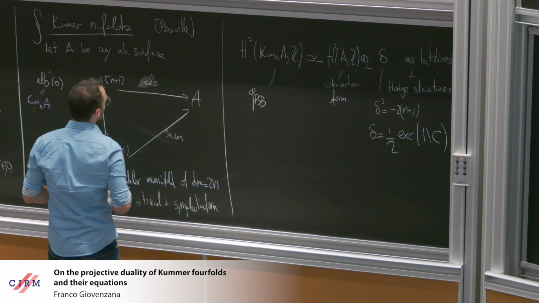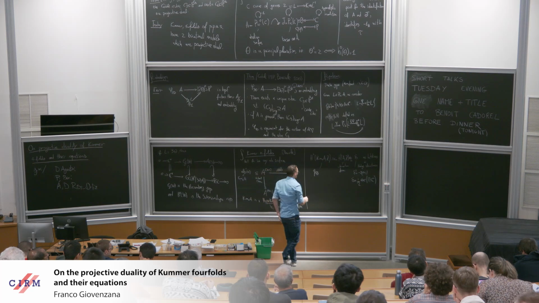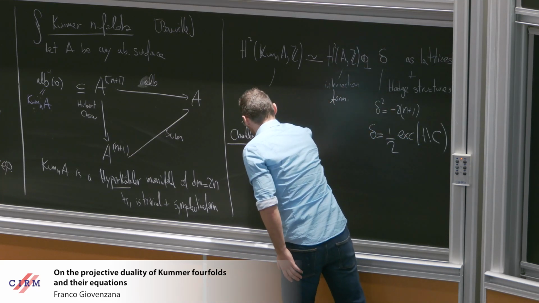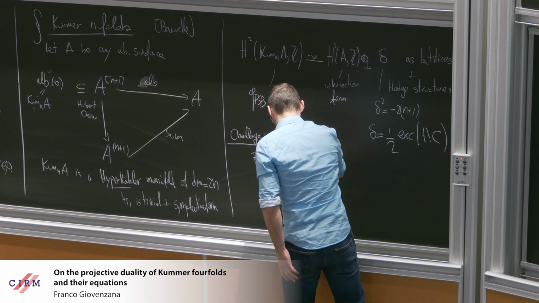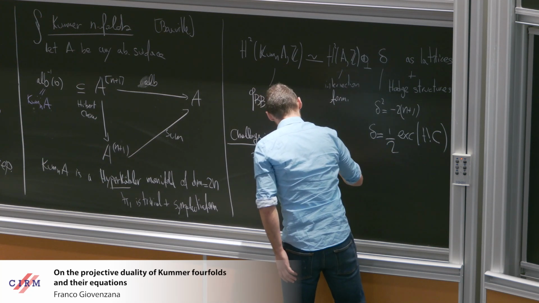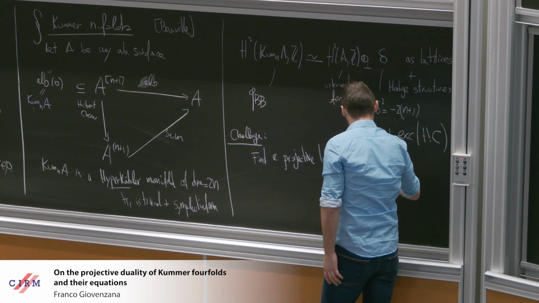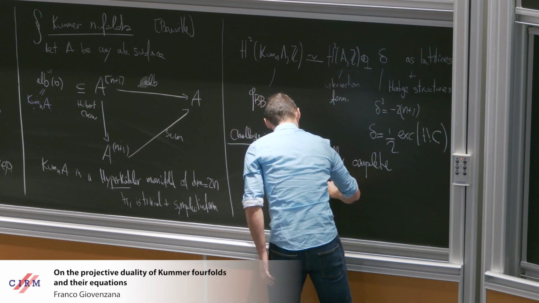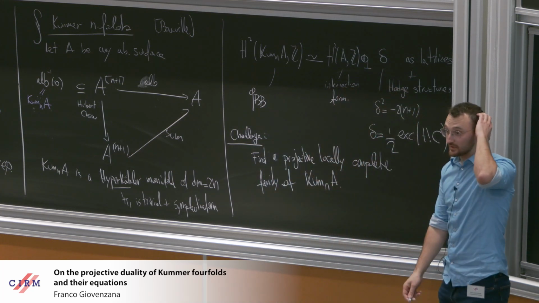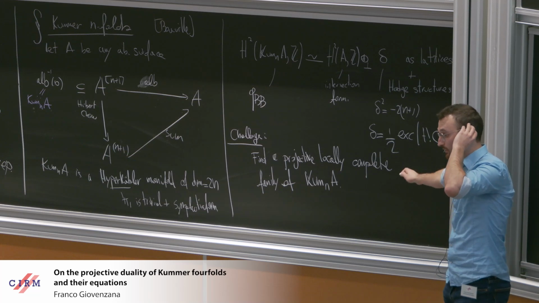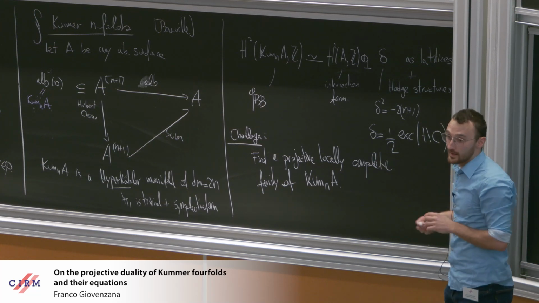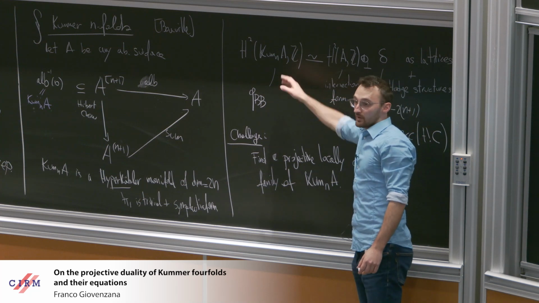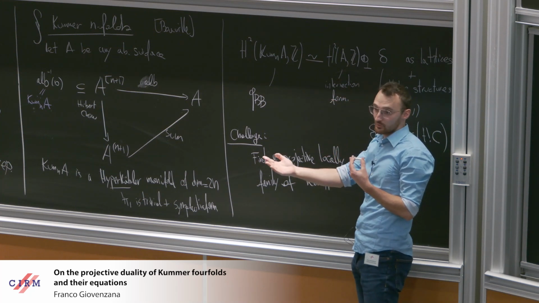Okay, so one of the motivations for this project was to take up this challenge: find a projective, locally complete family of Kummer n-folds. You see that this is a kind of difficult task. There is no example known of such a projective locally complete family of Kummer n-folds. And the difficult part from our perspective is that the deformations of the Kummer n-fold are one more. So the Kummer n-fold deforms in one direction more than the abelian surface.